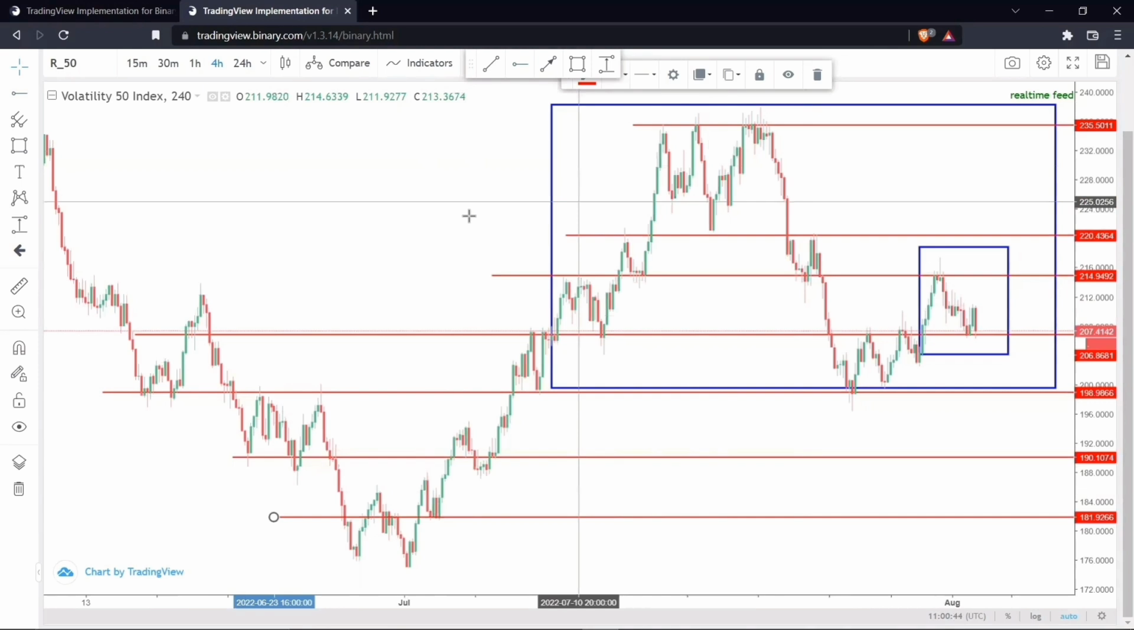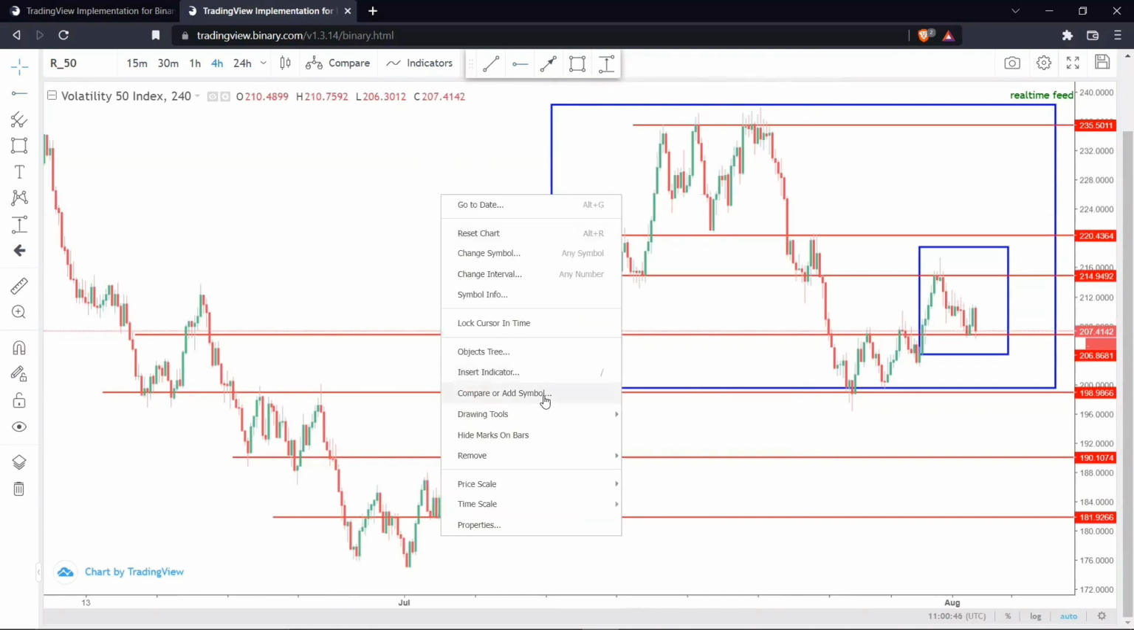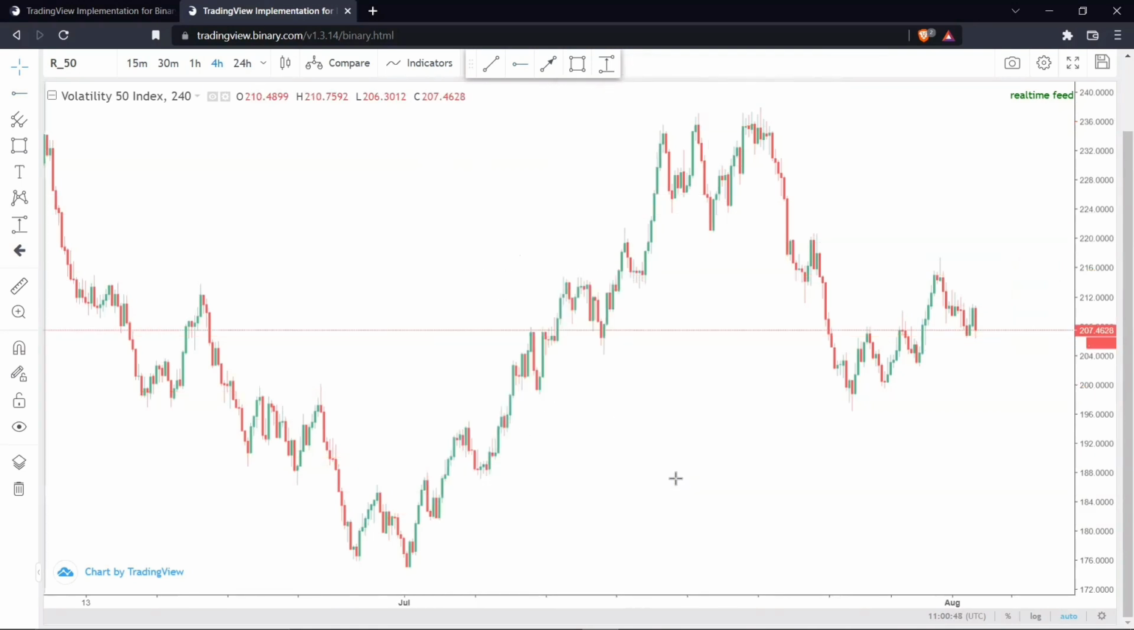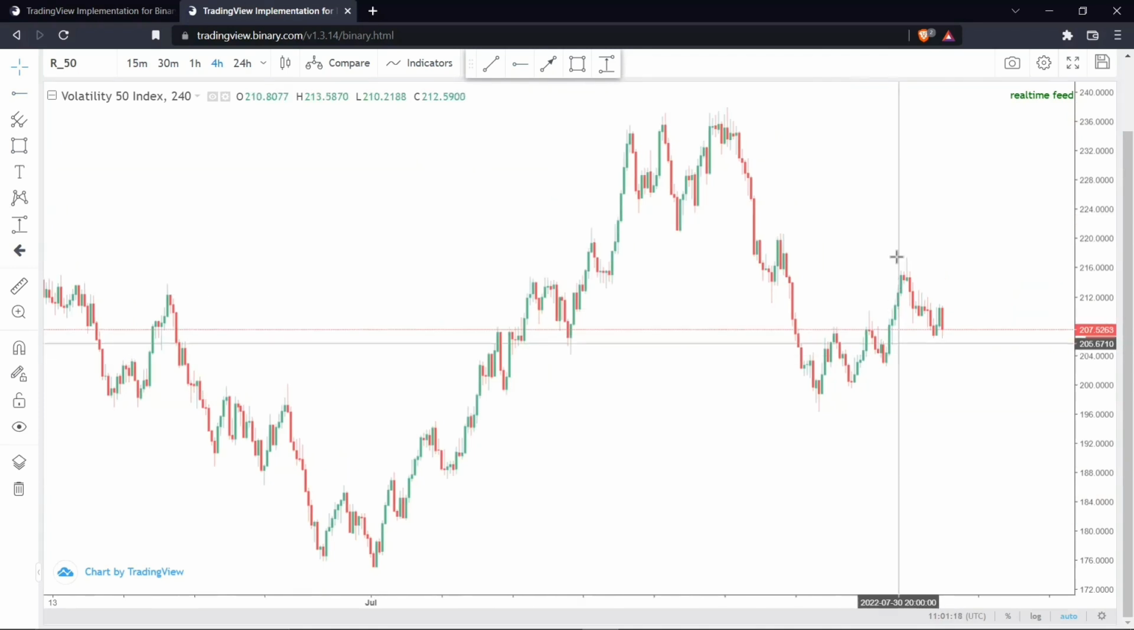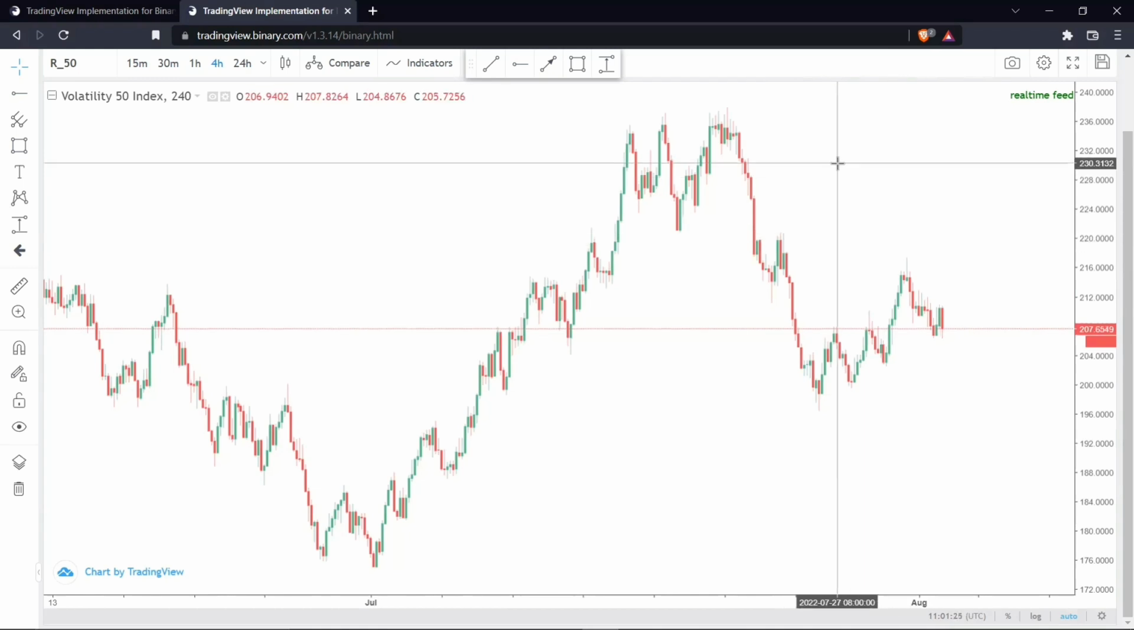So I'm not going to be doing this. Let me delete all of them. I'm not going to be doing this. As an intraday trader, I want to trade what's happening in the market today and the market's behavior, and that's it.